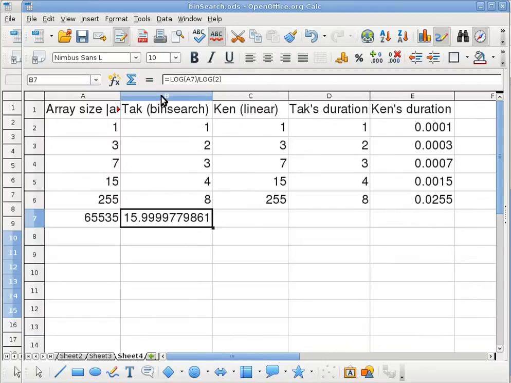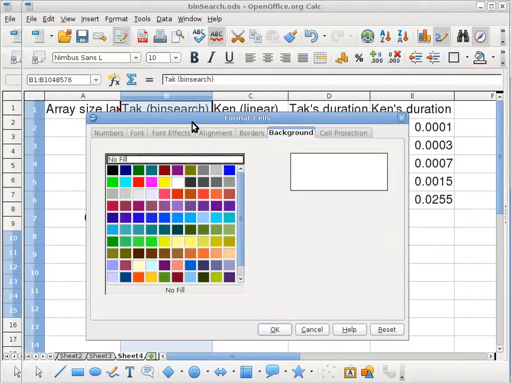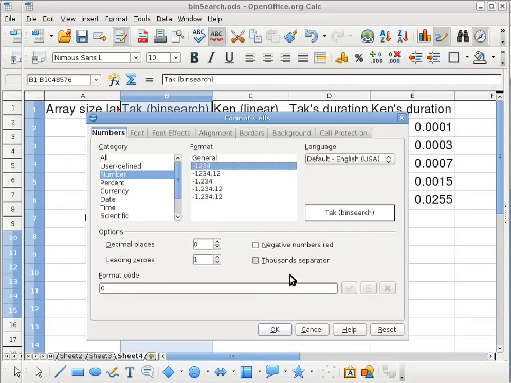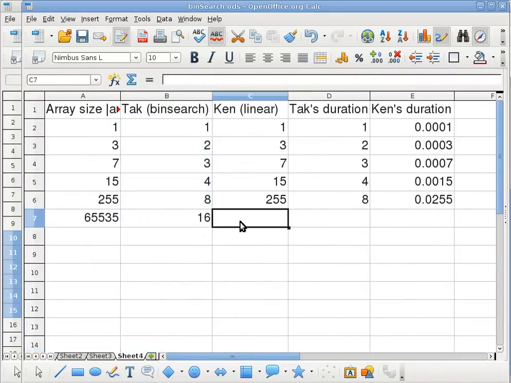Great. Yes. Go ahead and round it. Okay. We'll just change the way numbers are formatted. Now it looks good.